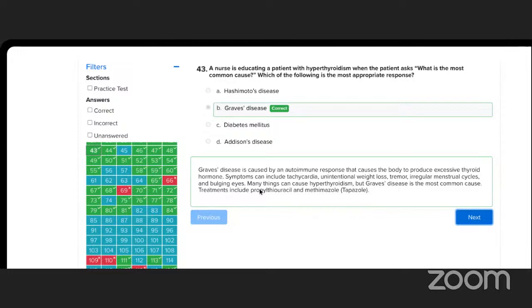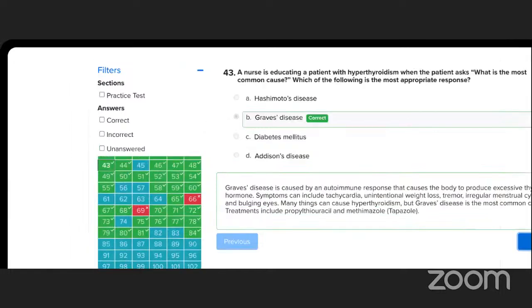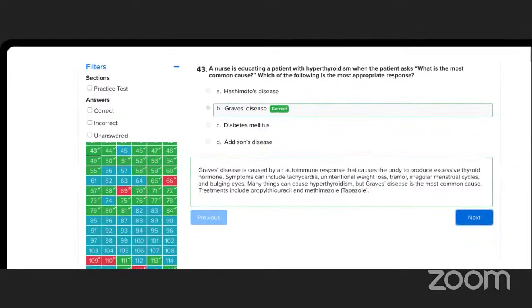Treatments also include propylthiouracil and Tapazole. Okay, so this is a good flashcard. That way, you can have all the symptoms of hyperthyroidism. So that's why I want you guys to review the answers, because they give you all the other symptoms also. So this is a good way to do a good study review.